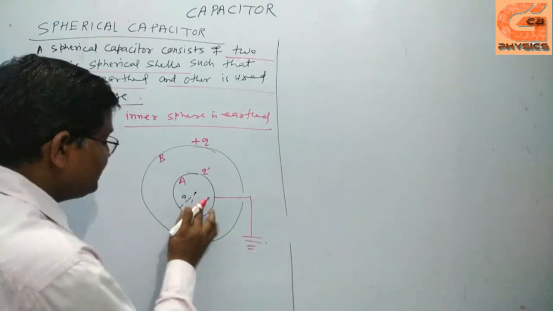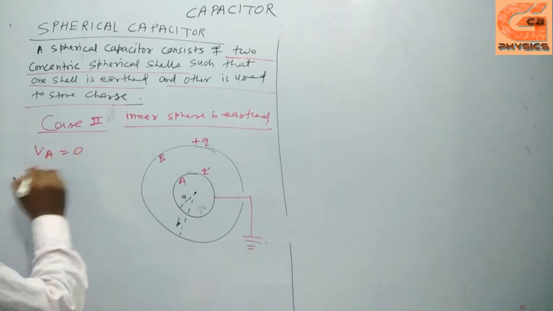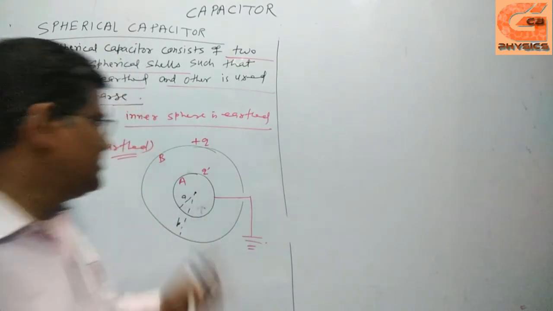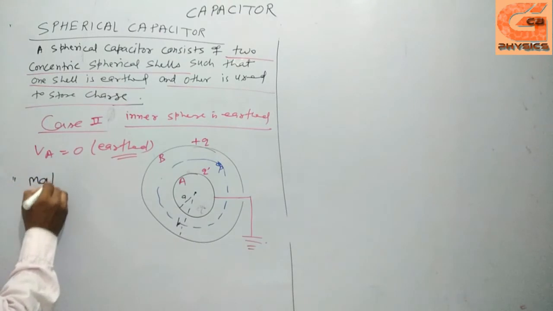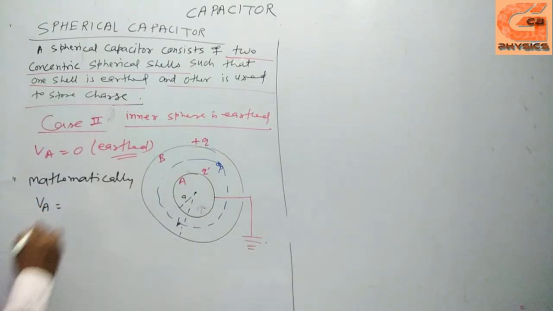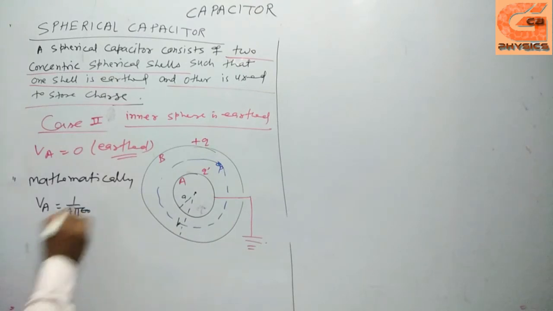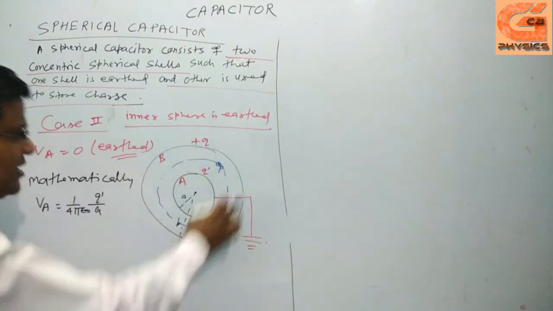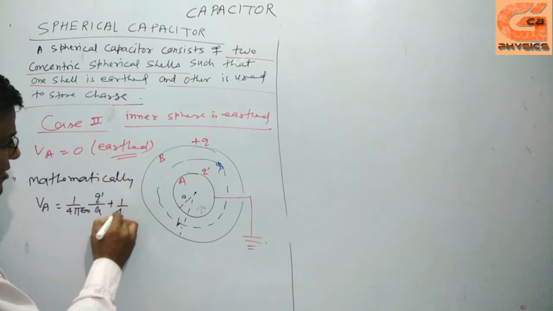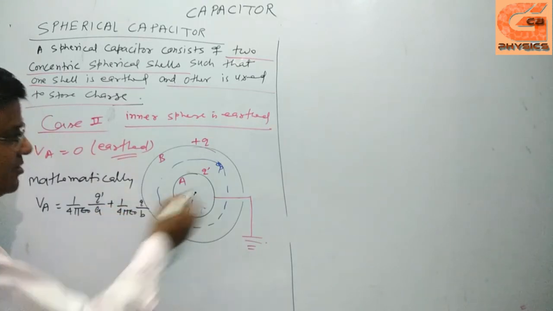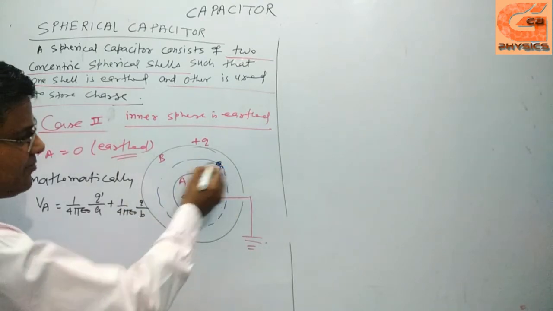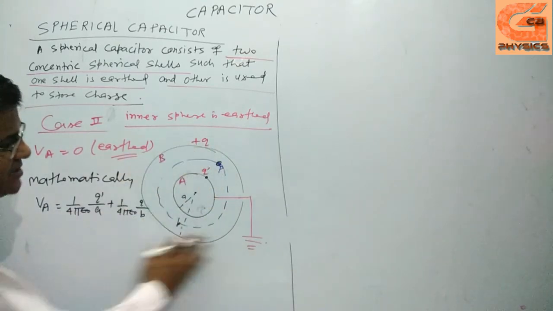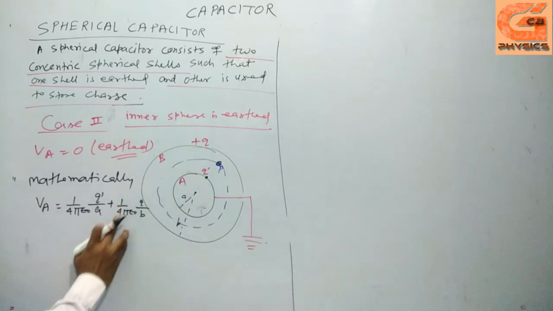This is the potential. Means the potential of A should be 0. VA equal to 0 because it is earthed. This is the main point. The potential of this is 0. But mathematically the potential at A is equal to 1 by 4 pi epsilon naught Q dash by A, plus because inside the sphere the potential is constant, 1 by 4 pi epsilon naught Q by B, the potential due to sphere B.